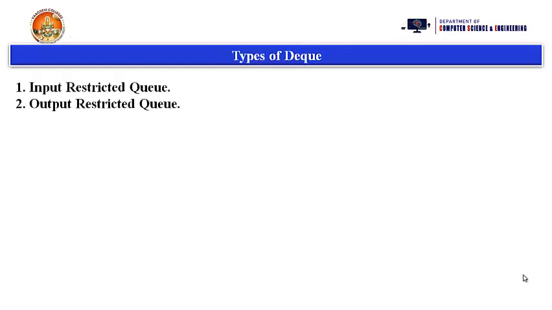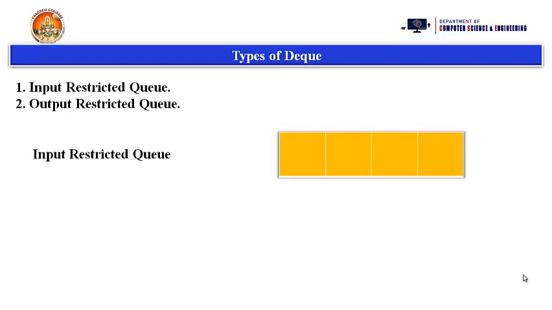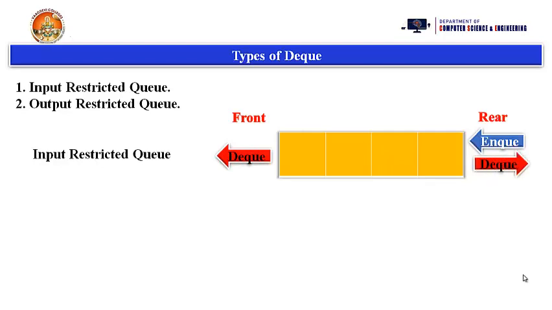Now what are the types of DQ? We have an input restricted queue and an output restricted queue. So what is the input restricted queue? The queue is like this. Using the rear end we can enqueue the element, and using the front end we can dequeue the element, and using the rear end also you can dequeue the elements. So in the input restricted queue, in both ways we can delete the elements, but in only one way you can insert the element into the queue, that is the rear end.